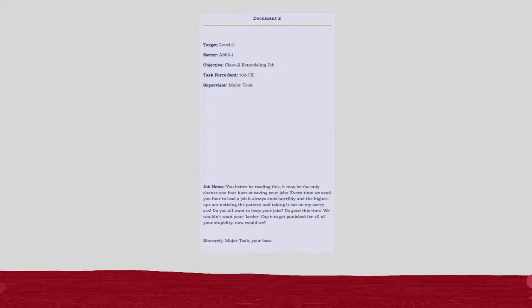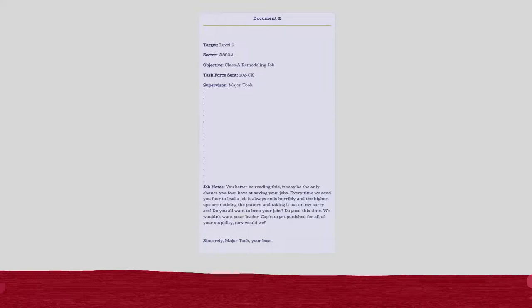Three documents have been found in this level. The first two appear to be the renovation order form. The first page shows the company name and slogan. The second page reads as follows. Target, level 0. Sector, A880-1. Objective, Class A remodeling job. Task force sent, 102-CX.